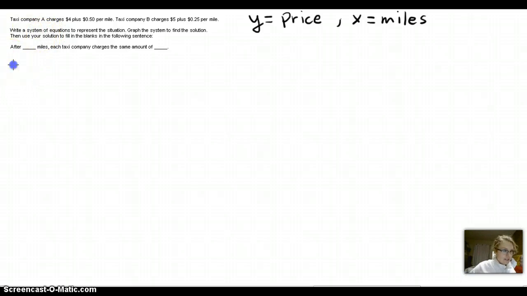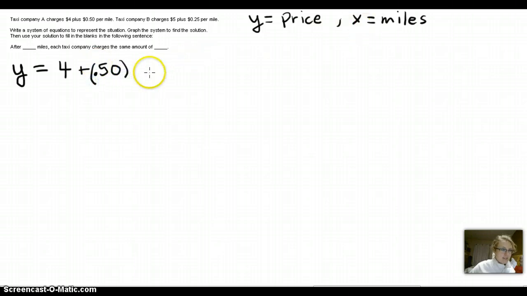For the first taxi car, Y, or the price, is equal to $4 every time, no matter the distance. Every time you take this taxi ride, it costs $4. But beyond that, each mile you go is 50 cents. So that would be plus 50 cents per mile, and we're calling our miles X.